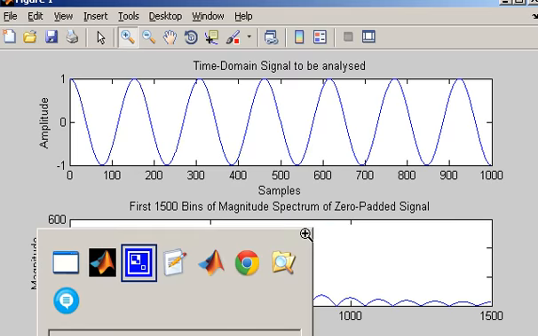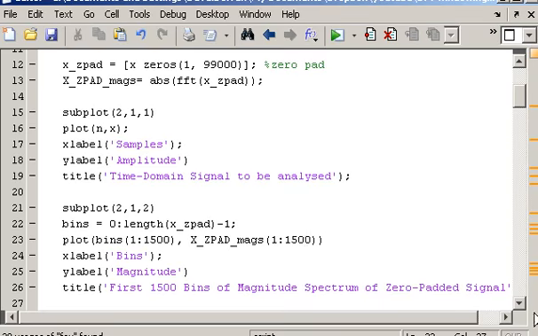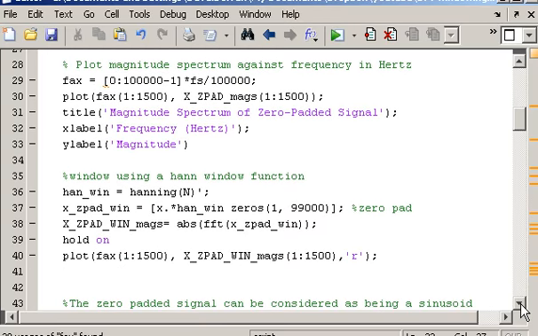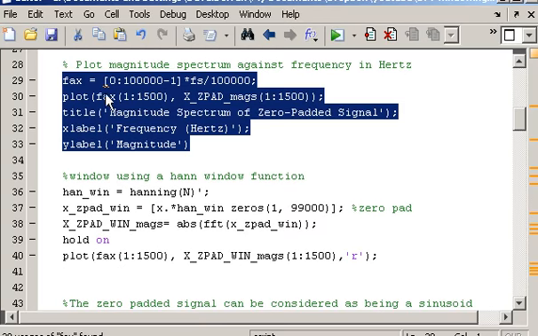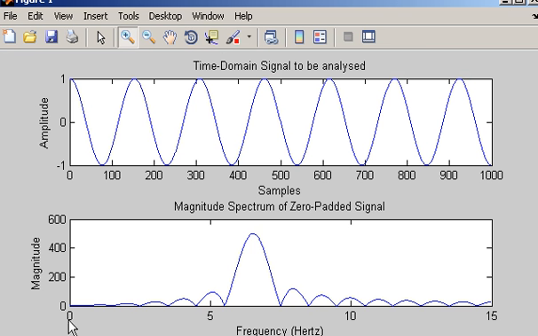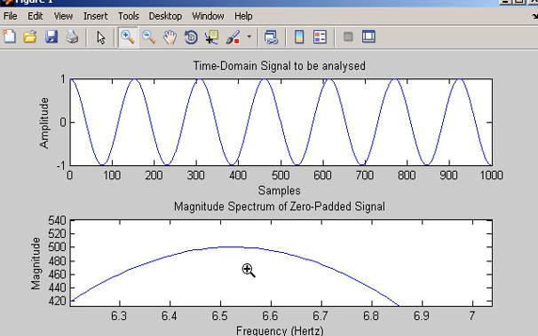So what I'd like to do now is plot this magnitude spectrum in terms of Hertz rather than in bins. So if I just evaluate this piece of the code, that will do that. And we can see that all that's happened is that my frequency axis is in terms of Hertz. So we can see here that that's at 6.5 Hertz.